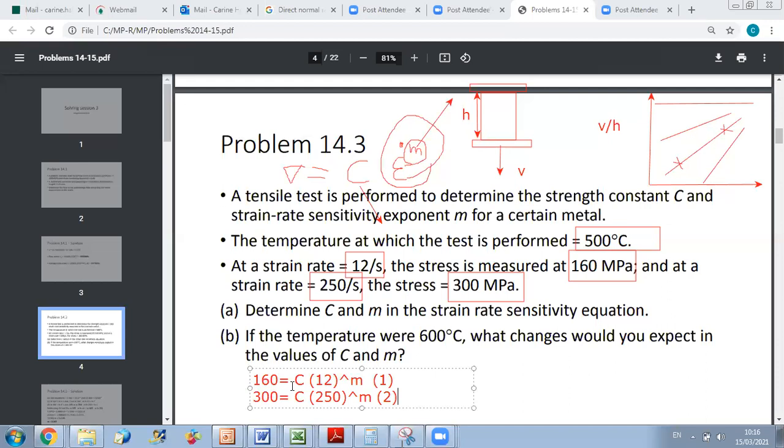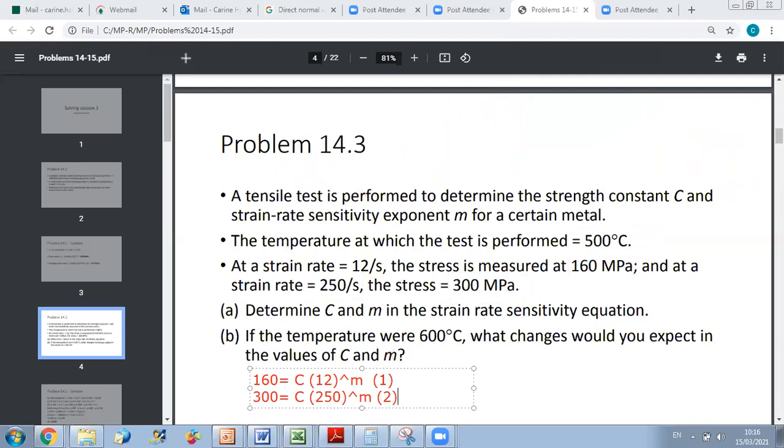Okay. Now, if the temperature was increased to 600 degrees, what changes would you expect in the values of C and m? As we discussed together, with increase of temperature, C is reduced and m is increased. Okay, so let us see together the solution.